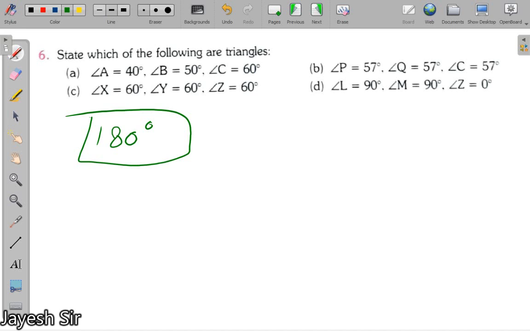I will leave this question to you. Easy sum question. You have to add all the three angles. If the sum is 180 degrees, then it forms a triangle. Otherwise, it is not forming a triangle. And one more thing, in the last part, z is equal to 0. There is not a triangle in which one of its angles is 0. In a triangle, all the angles lie between 0 and 180 degrees. So none of the angles of any triangle is 0. So D is obviously not a triangle as well.